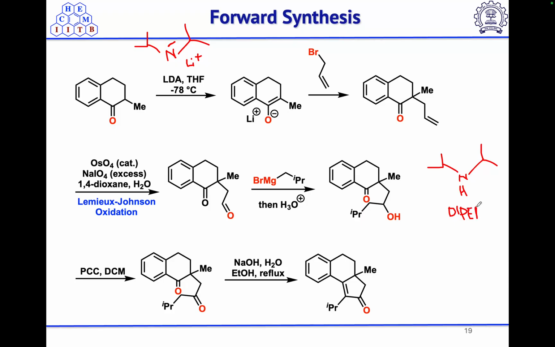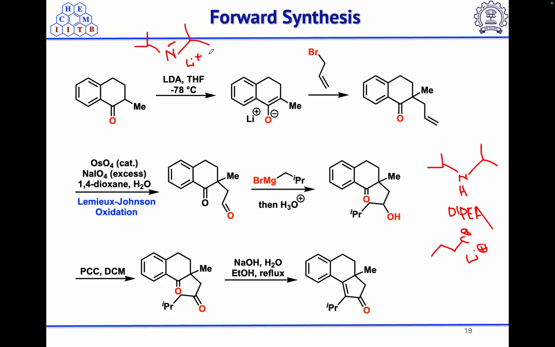Now how will you generate this LDA? If you treat this compound with n-butyl lithium, this carbon has a negative charge and Li plus. The n-butyl minus will take the proton from the amine, generating N minus with the corresponding counter cation Li plus. That is the LDA. After taking the proton, this will generate n-butane, which is a gaseous species. So you can easily generate LDA from n-butyl lithium and diisopropylamine.